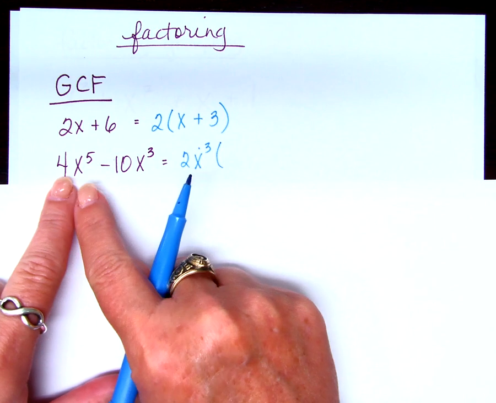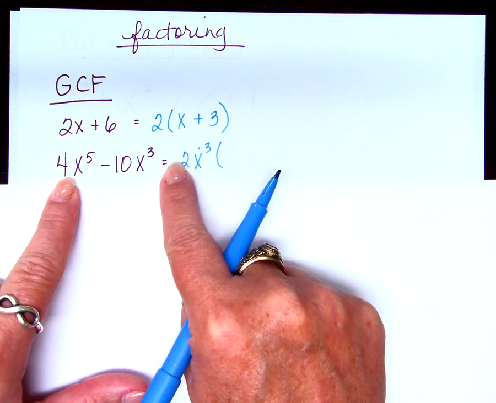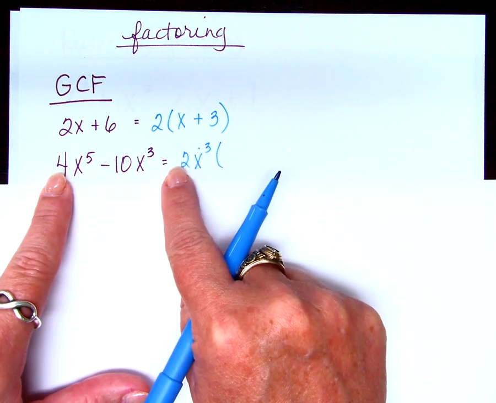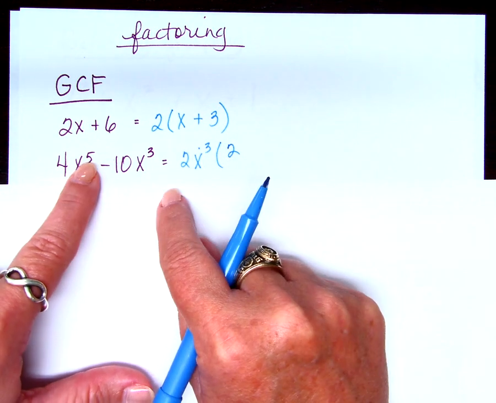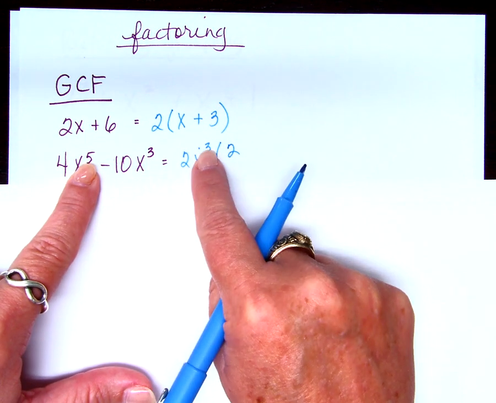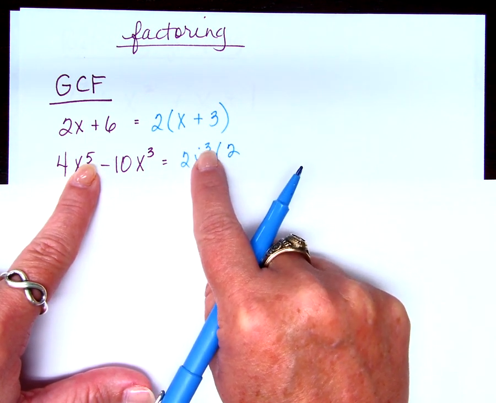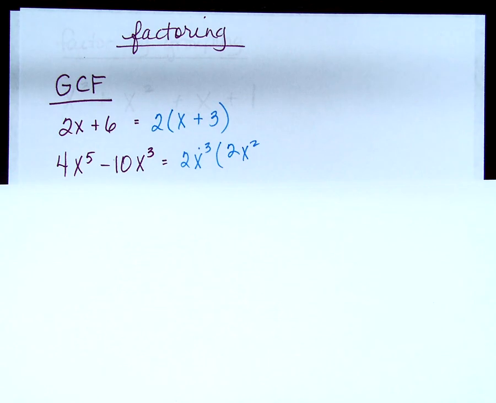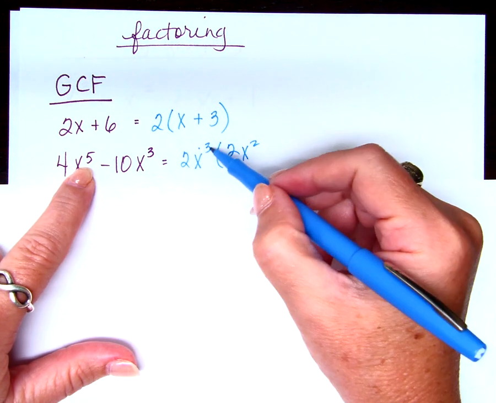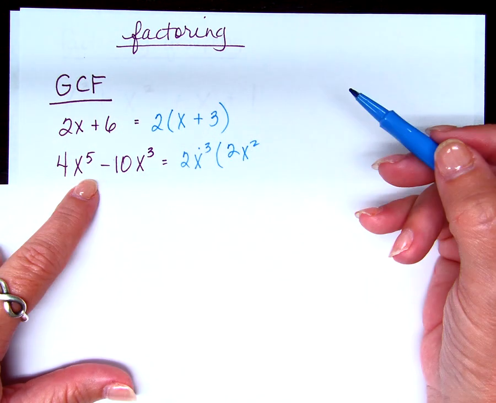What's left if I divide this first term by 2? First of all, what do I have left? 2. What's left if I divide x to the 5th by x to the 3rd? It's x squared, because if I'm dividing exponents, what do I do? If I'm dividing like bases, what do I do with the exponents? Subtract, right? What is 5 minus 3? 2. You okay with that?